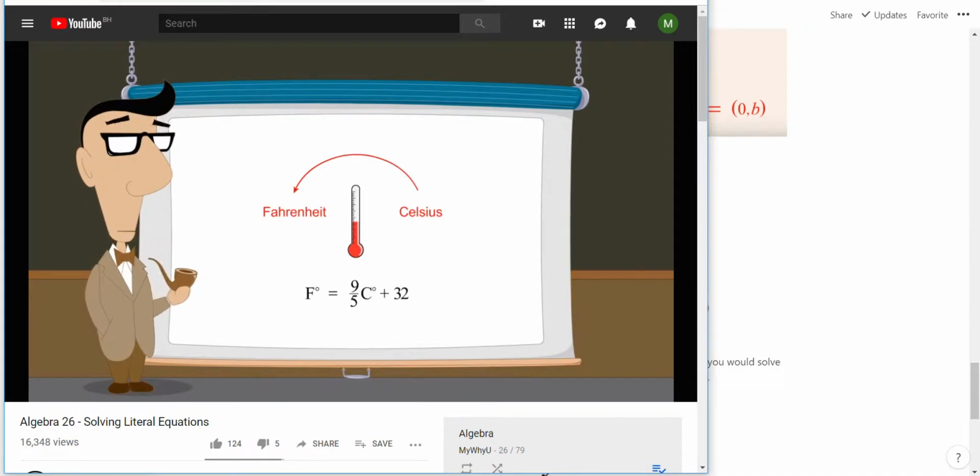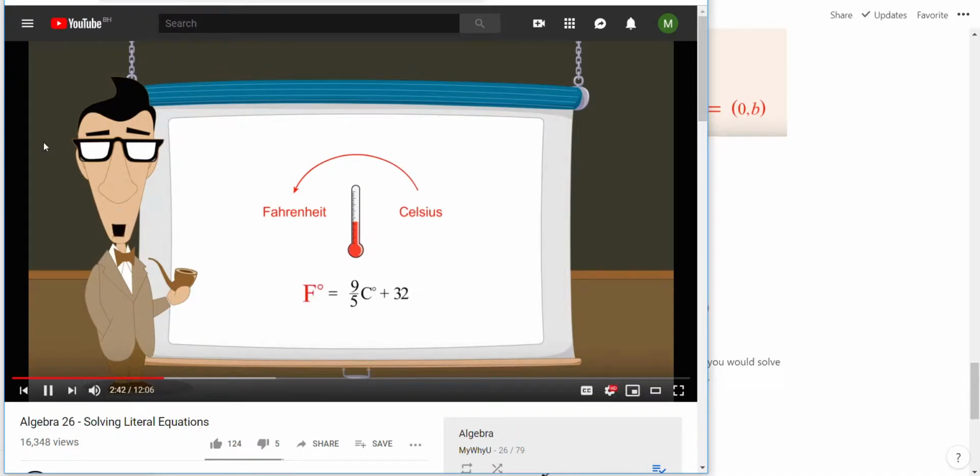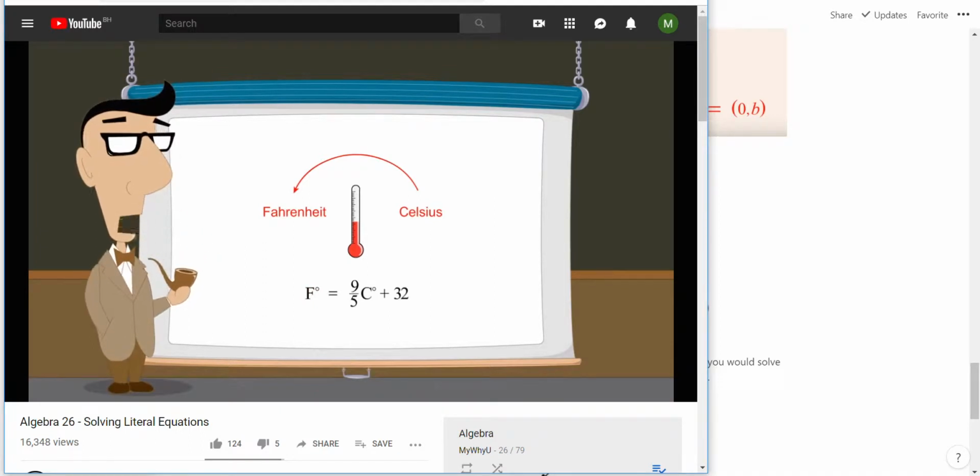The value of any variable in a formula can be calculated given known values for the other variables. Therefore, it is often desirable to rearrange the formula so that the variable whose value we wish to calculate is alone on the left side of the equation. For example, we could rewrite this formula to calculate degrees Celsius given a known temperature in Fahrenheit.